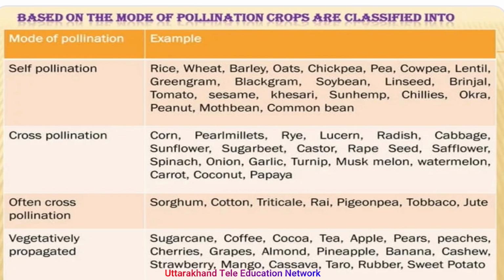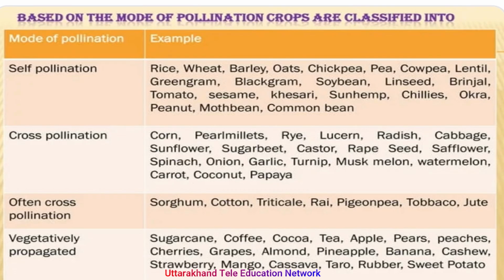And cross pollination is generally found in corn, pearl millets, rye, radish, cabbage, sunflower, sugar beet, castor, rapeseed, safflower, spinach, onion, garlic, turnip, muskmelon, watermelon, carrot, coconut and papaya etc. Often cross pollination is also found in sorghum, cotton, triticale, rye, pigeon pea, tobacco and jute.